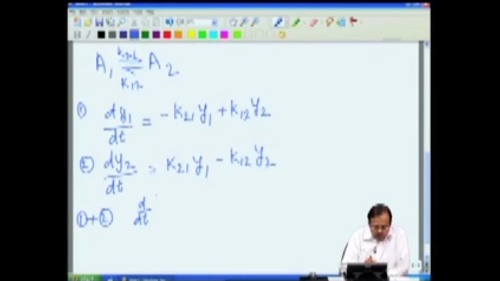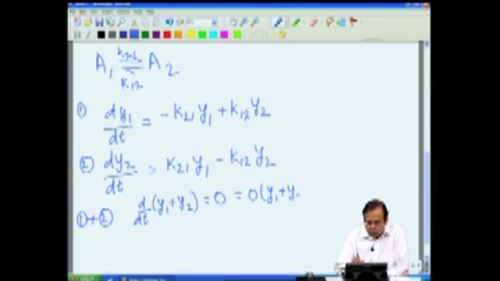We get d/dt of (y1 plus y2) equal to 0, because we know the mole fractions cannot change, and indeed if we add these two equations we will get 0. But this 0 I am going to write as y1 plus y2. Why? The reason will become clear in a minute. Let us also do another manipulation.